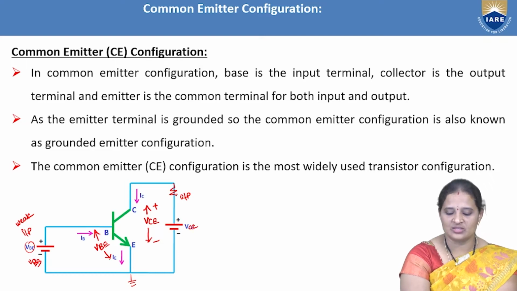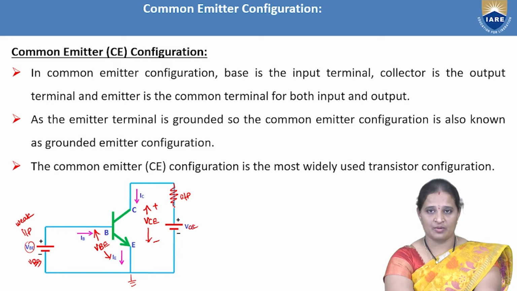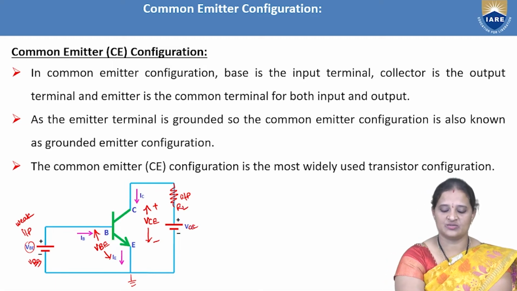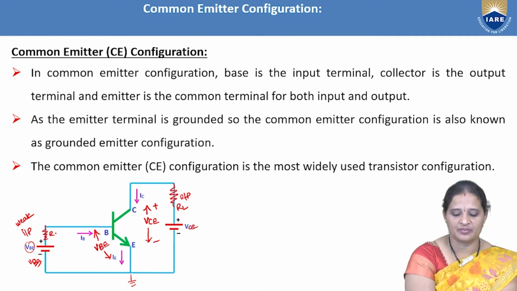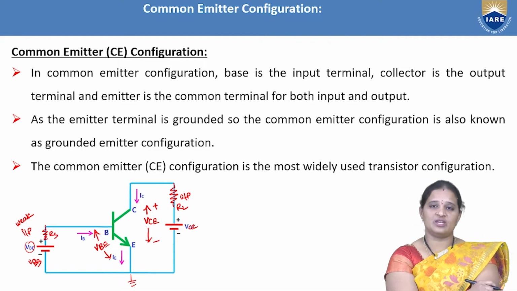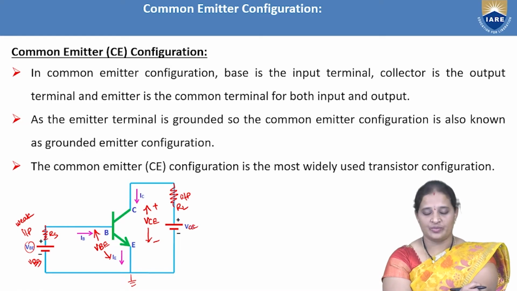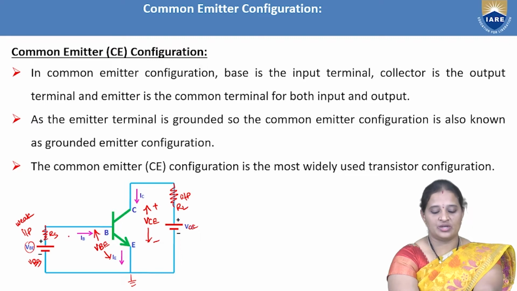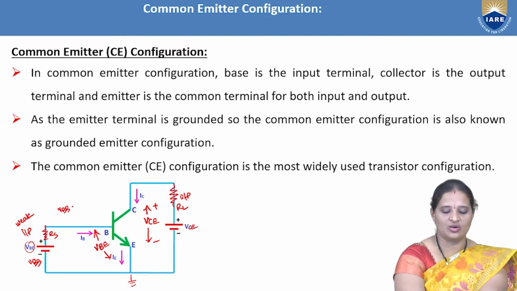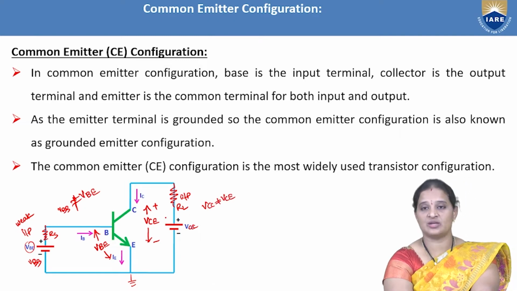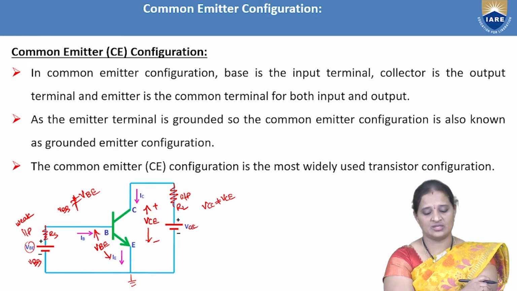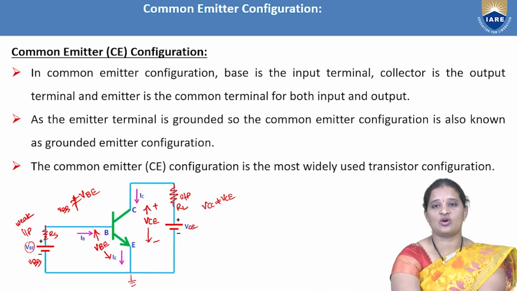Always remember, whenever you are giving some supply, you need to have some resistance in series with that. Here for simplicity, I have not included that, but definitely we should include some series resistance along with the voltage source. So VBB is not equal to VBE, and VCC is also not equal to VCE, because we are connecting some resistor, there will be some voltage drop across that resistance. That you have to remember. So this is a common emitter configuration.